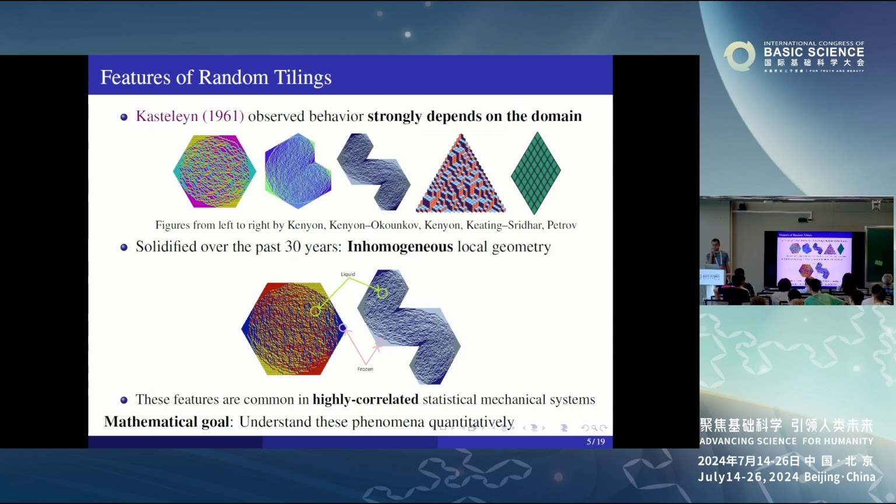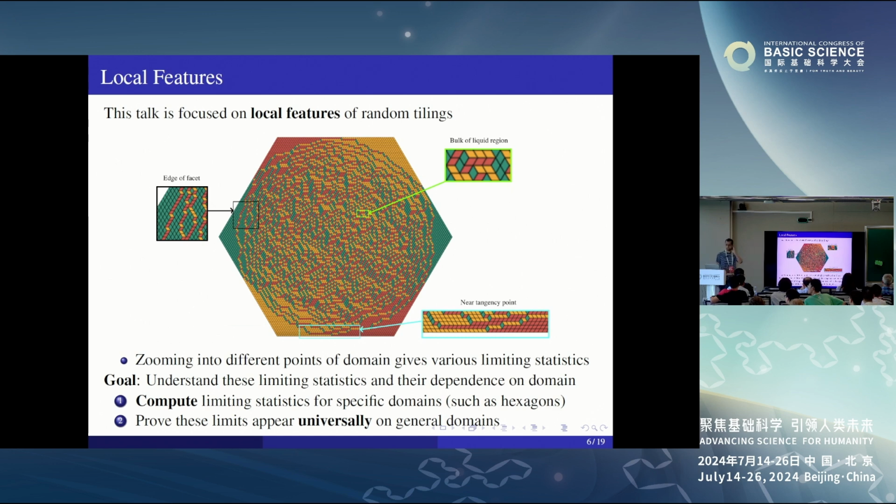So these 2 features, having a very strong dependence on the domain and being inhomogeneous locally, are features that are common in highly correlated statistical mechanical models, for example, in other random surfaces or random crystals. And the goal is to understand these phenomena quantitatively. Okay, so this talk will be focused on local features of tilings. The game that I'm going to play is I'm going to take a domain and make it very big, scale it if you like, and I'm going to look at different parts of the domain, at local neighborhoods, and ask myself how the tiling looks in different local neighborhoods.